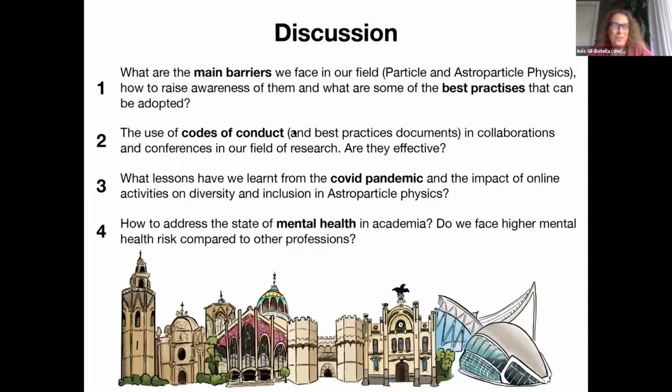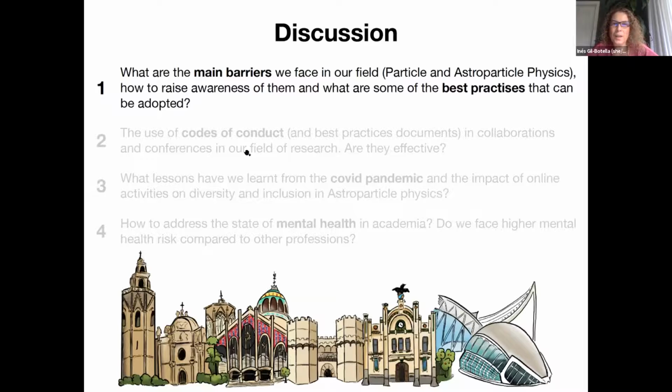Thanks a lot. So we have a super diverse panel, which was the purpose of this. So next point on the panel is to go to the discussions among the panelists. These are the 4 questions that I'm going to raise. Let's start with the first one, which will be answered by every panelist because it's quite a general one. Let me read it. What are the main barriers we face in our field? Here we are talking specifically about astroparticle physics, but also particle physics. How to raise awareness of them, and what are some of the best practices that can be adopted?